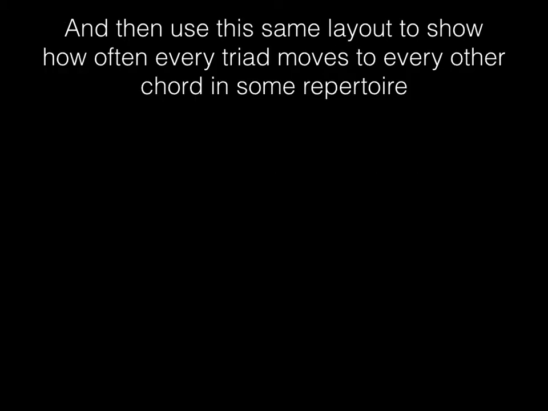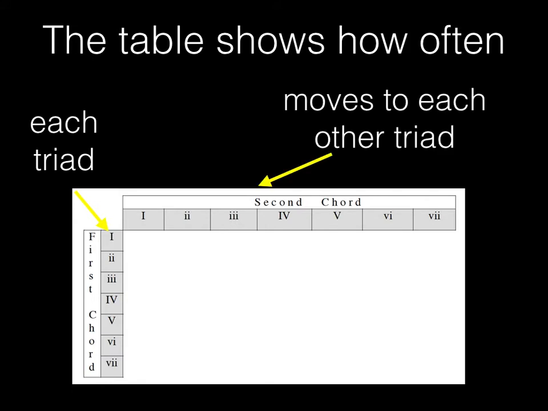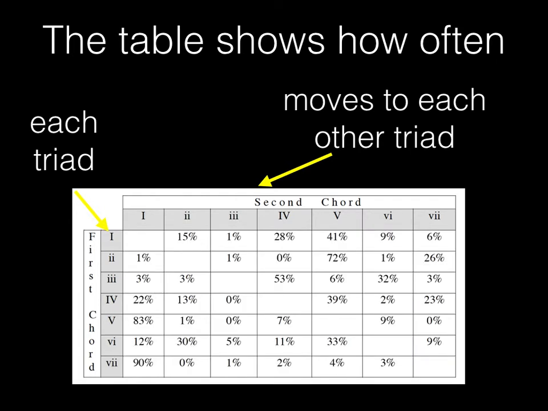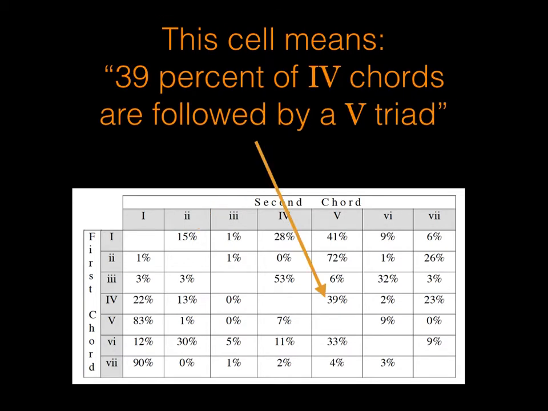And we could then use this same layout to show how often every other triad moves to every other chord in some repertoire. So this table is going to show how often each triad, 1, 2, 3, 4, 5, 6, 7, moves to each other triad, 1, 2, 3, 4, 5, 6, 7. And it shows all the percentages. So, for instance, this cell will mean that 15% of 1 chords are followed by a 2 triad. 39% of 4 chords are followed by a 5 triad. That's what that cell means. And I link in the text where I get these data.